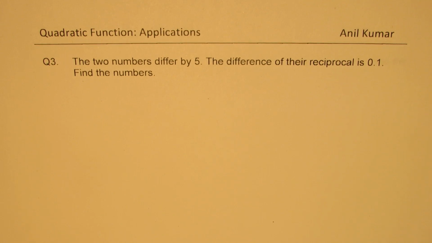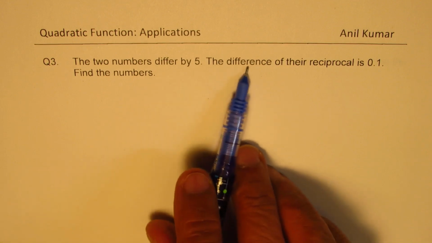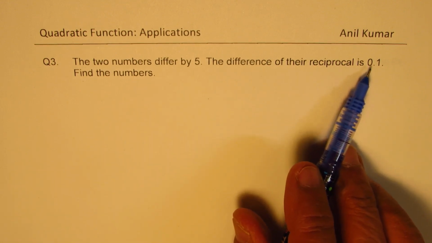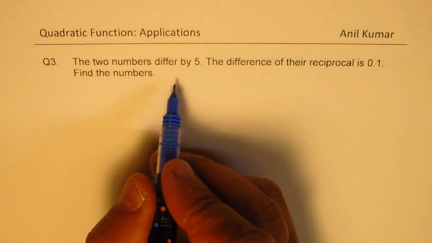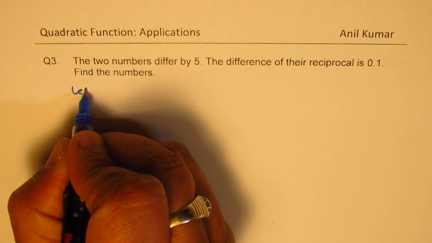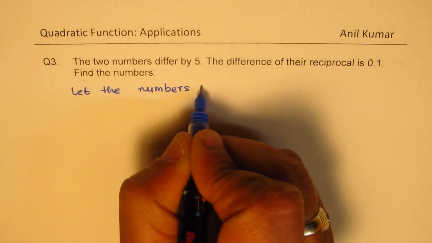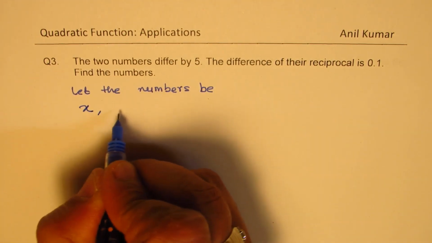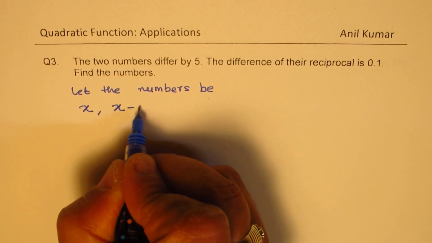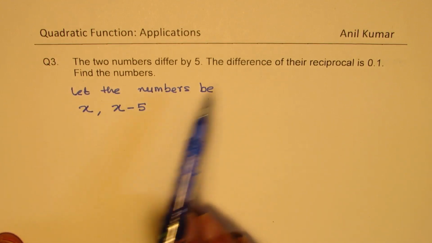Question number 3 here is, the two numbers differ by 5. The difference of their reciprocals is 0.1. Find the numbers. So we have two numbers which differ by 5. So that means, let the numbers be, they differ by 5. That means what? If one is x, the other one is x minus 5. You could also take it x plus 5. They differ by 5, correct? So these two numbers differ by 5.